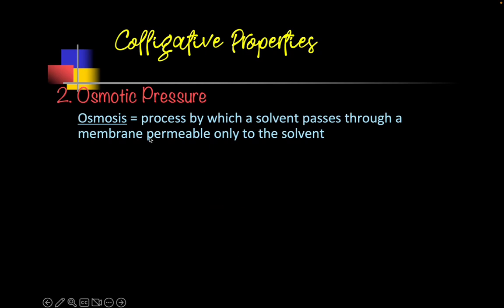So when we talk about osmosis in this context, we're talking about the fact that a solvent can go through some type of membrane. That's what permeable means. A membrane would be some type of barrier, and it's only the solvent that can go through it. So, not the solute or any other particles from that solution.